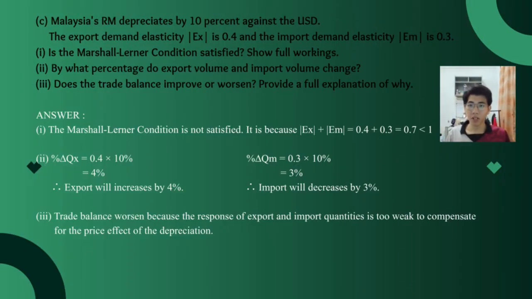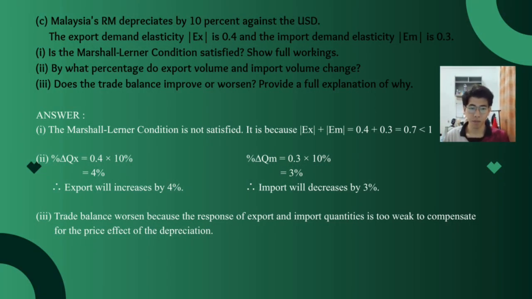C. Malaysian RM depreciates by 10% against the USD. The export demand elasticity is 0.4 and the import demand elasticity is 0.3. 1. Evaluate the Marshall-Lerner condition, show full working. 2. By what percentage do export value and import value change? 3. Does the trade balance improve or worsen? Provide a full explanation.